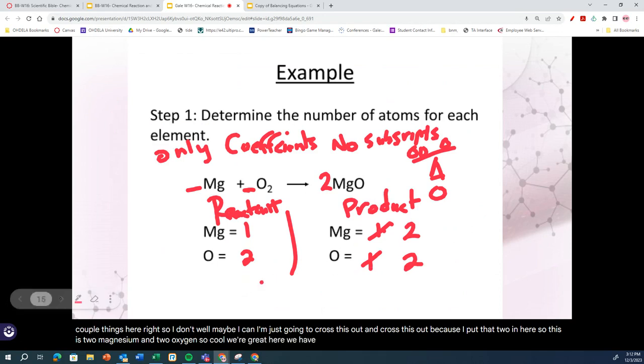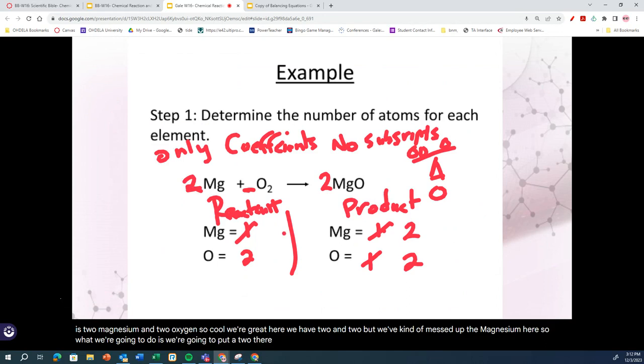We have 2 and 2, but we've kind of messed up the magnesium here. So what we're going to do is put a 2 there. Now we're perfect. We have 2, 2, 2, and 2. Put the 1 there if I want to. So 2, 1, 2.